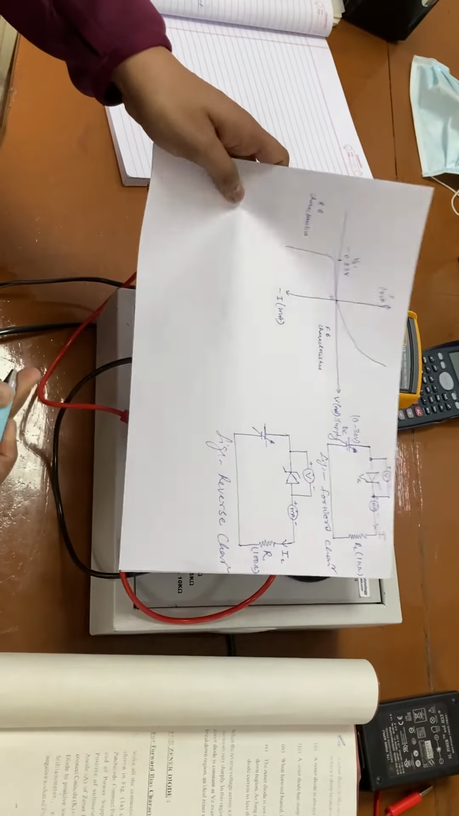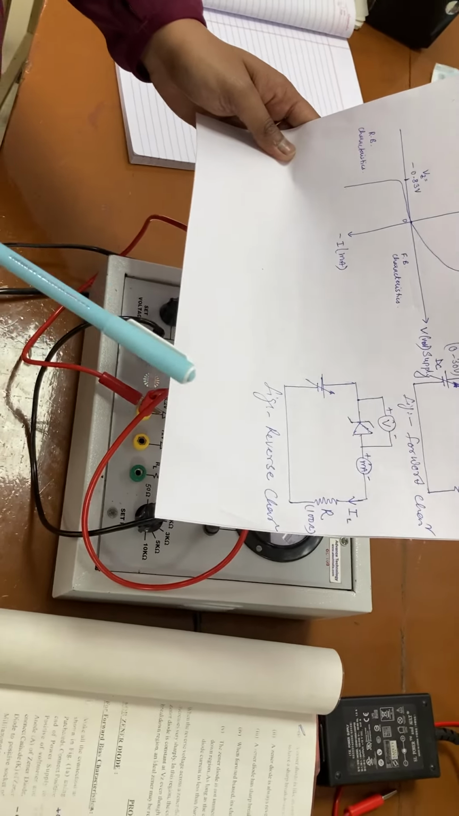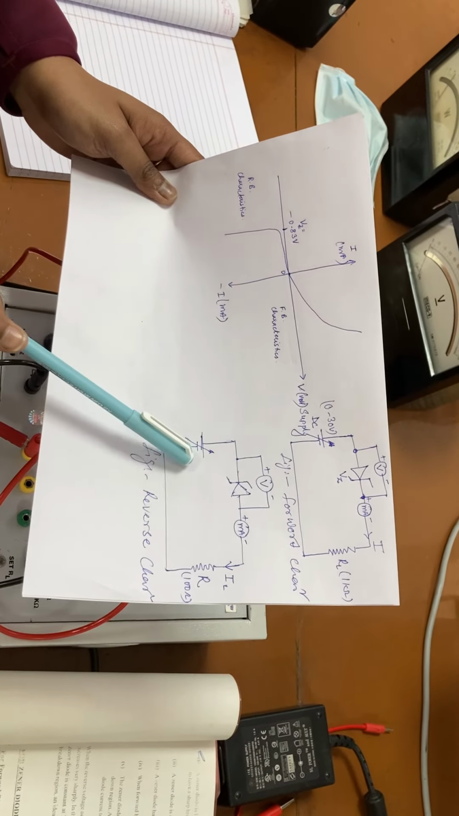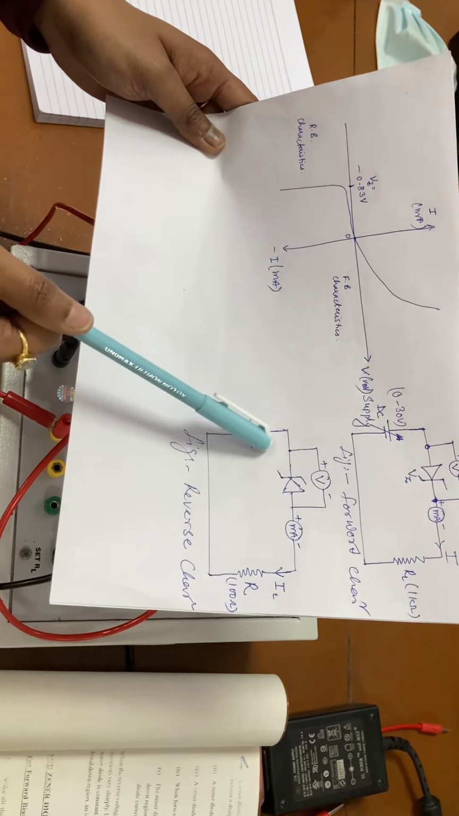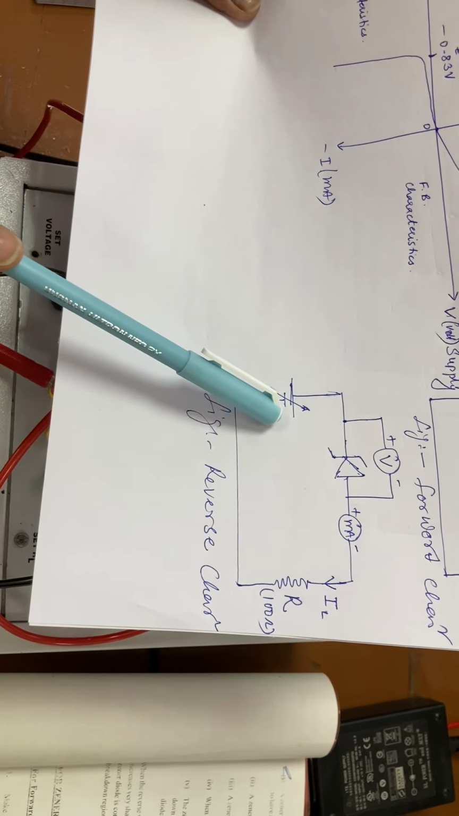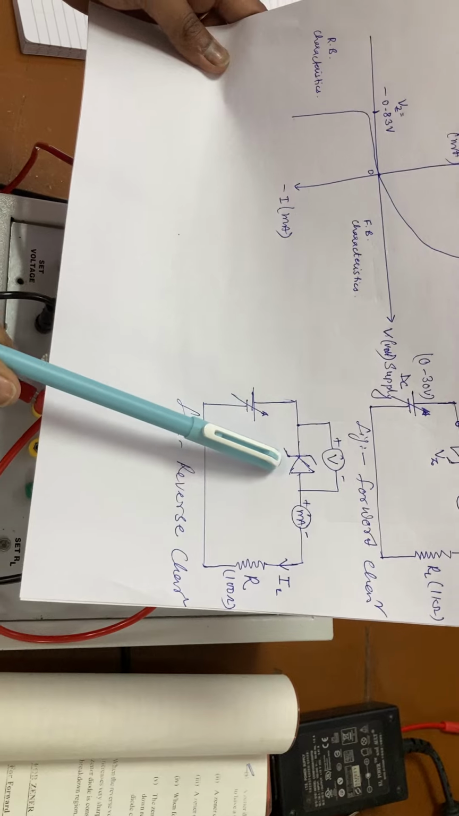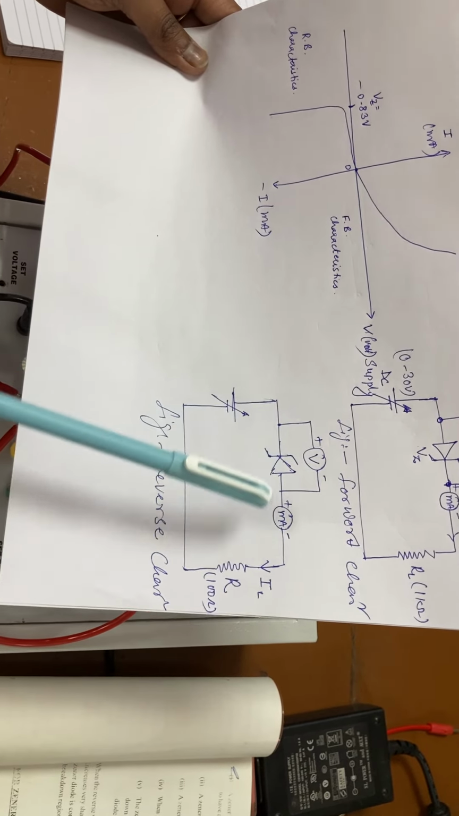So now we are doing the experiment of plotting the reverse biased characteristics for a Zener diode. This is the diagram that we have. Here we have the variable DC voltage supply. We can vary it from 0 to 30 volts. You can see that the Zener diode has been connected in reverse bias.